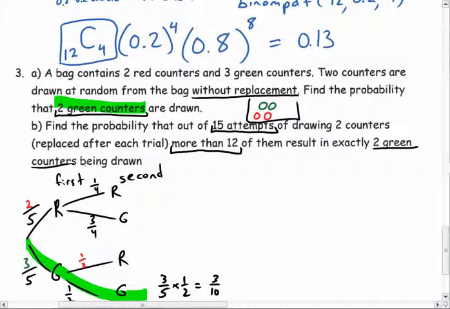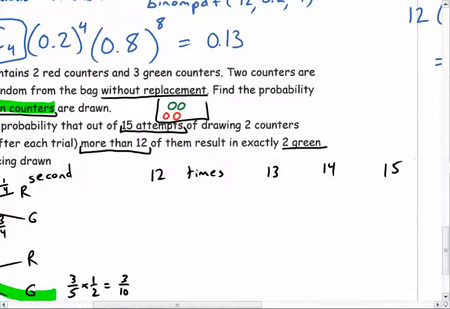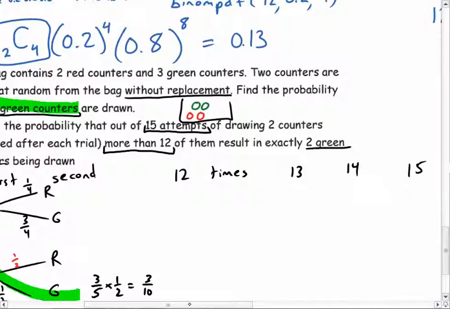But basically we're repeating this experiment 15 times. And we want to get 2 green counters at least 12 times. So that means we get 2 green counters 12 times, or 13 times, or 14 times, or all 15 times. And we're going to add up all those probabilities. That sucks. Next week I'll teach you a shortcut.